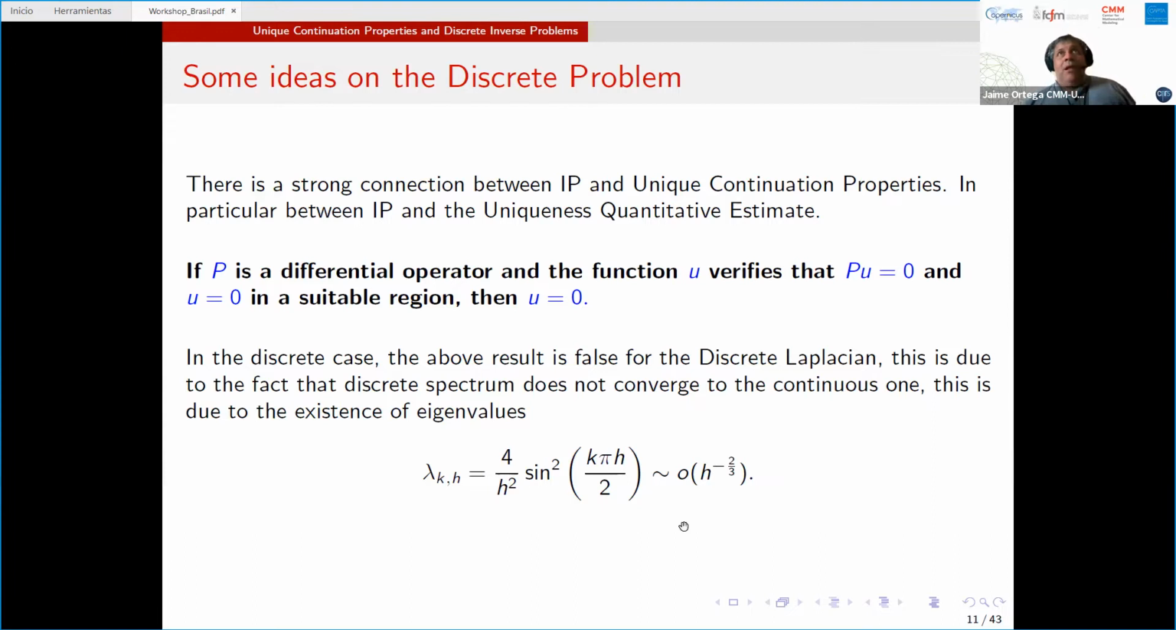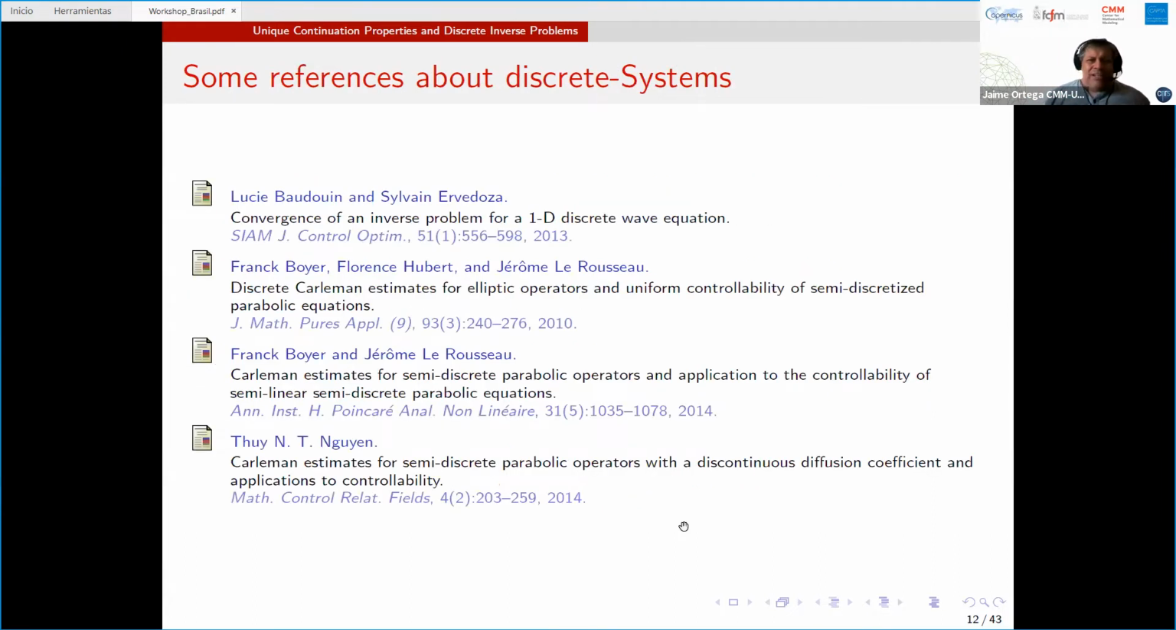Okay. Well, regarding the continuous case, there are a lot of people who paid attention to this kind of problem and began to study what happened with the inverse problem. Okay, for instance, there are some works of Sylvain Ervedoza, Lucie Baudouin, Franck Boyer, Jérôme Le Rousseau, and people related with these teams, where they began to study inverse problems in 1D and discrete Carleman estimates. Okay, well, what is a Carleman estimate? I forgot to say that.